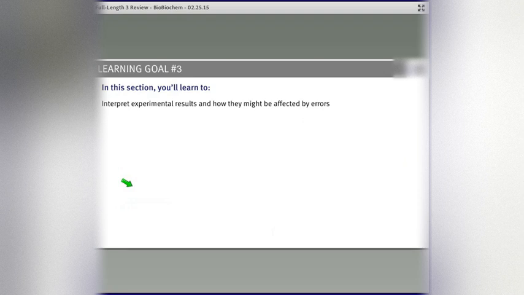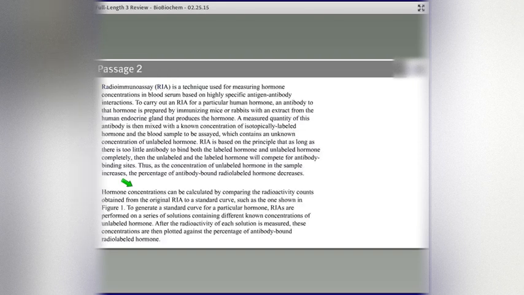Okay? So let's take a look at learning goal 3. So we'll take a look at an experimental passage. Some of the passages that are really hard are experimental passages. So we'll make sure that we can see what's going on. This passage should be familiar to you. If you remember, this was the passage about the radioimmunoassays. So let's take a look at what we should have noticed from this passage.